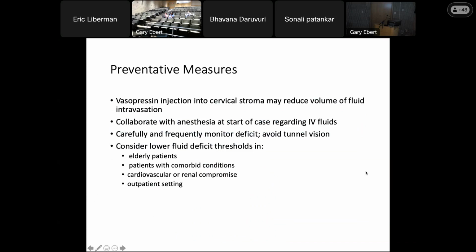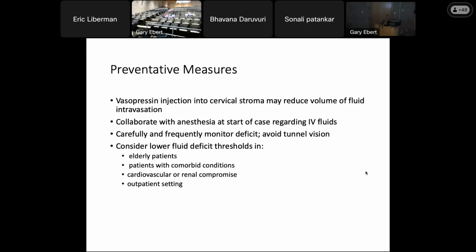And just to decrease the risk of fluid overload, again, the vasopressin not only decreases the extravasation, it also causes contraction of the vessels and helps with the bleeding, so therefore decreases extravasation. In the beginning of the case, when you're doing your timeout, I tell the anesthesiologist to please decrease the amount of fluids they're giving because the patient's going to be receiving fluid from deficit below.